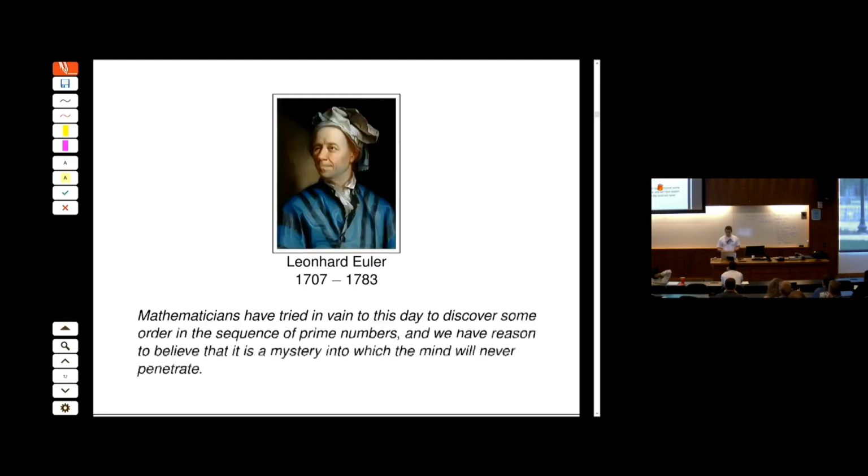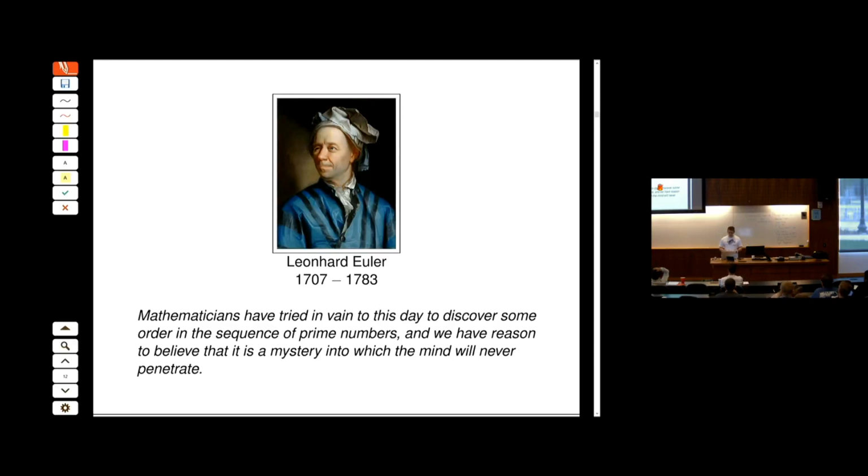So we start with familiar territory. Here are a few prime numbers. If you start looking at prime numbers, a lot of little patterns appear, but the larger pattern of where the prime numbers are is quite mysterious and hard to get to. In fact, Euler said that mathematicians have tried in vain to this day to discover some order in the sequence of prime numbers, and we have reason to believe that it is a mystery into which the mind will never penetrate.